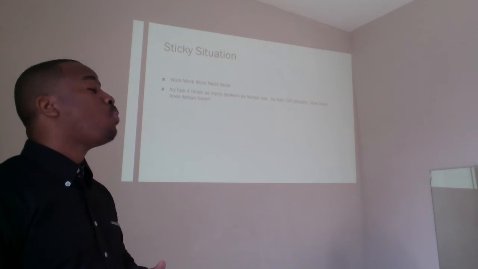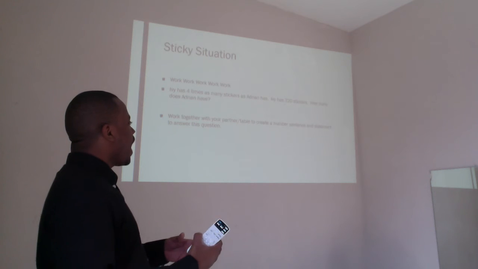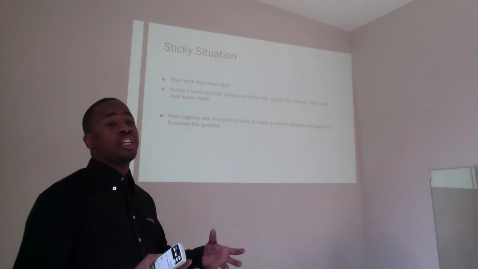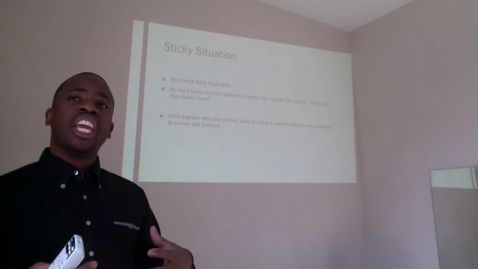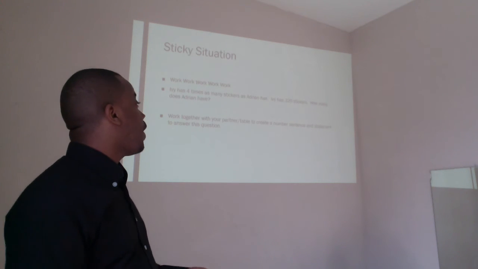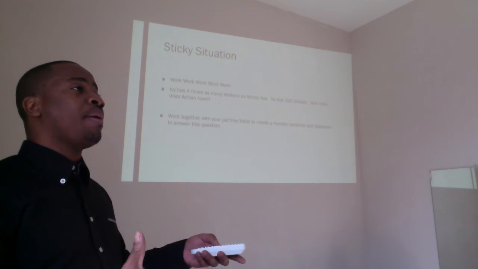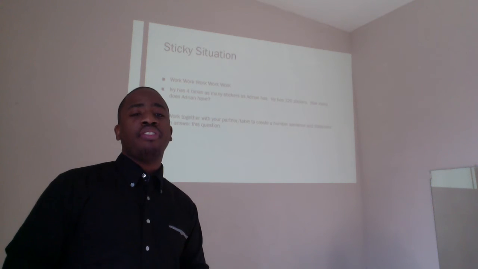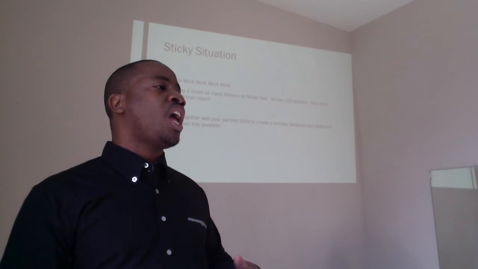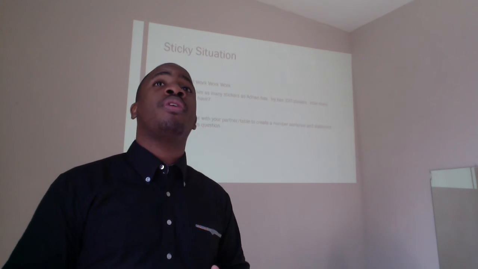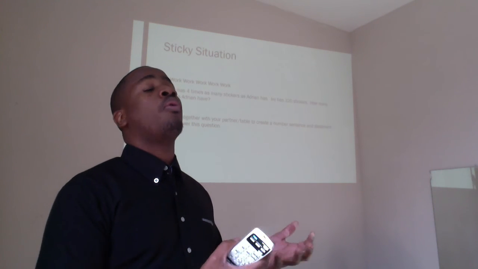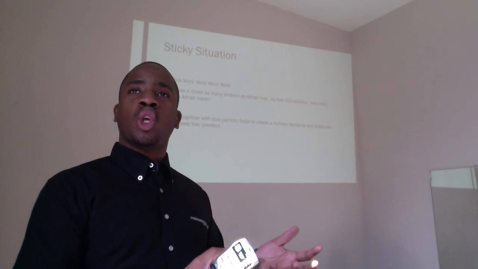Now we're going to do some work. Work together with your partner or your table to create a number sentence and a statement to answer this question. I'm going to give each of you about 5 minutes to work within your tables to come up with a number sentence and a statement that answers this question. After the 5 minutes, I would ask that each group come together and we'll do a small presentation where each group will be allowed to come up to the front of the room and identify your rationale and your approach to solving this problem.